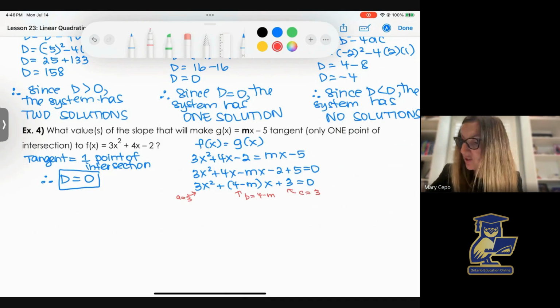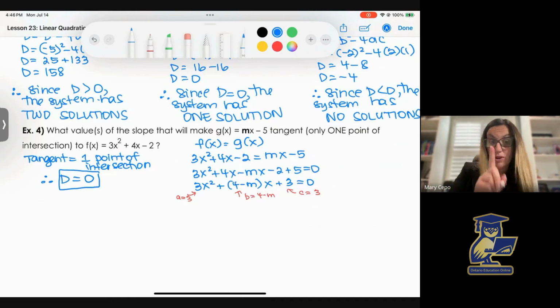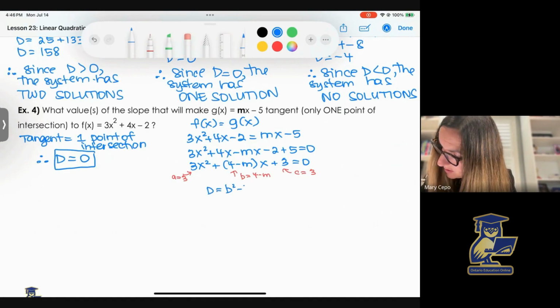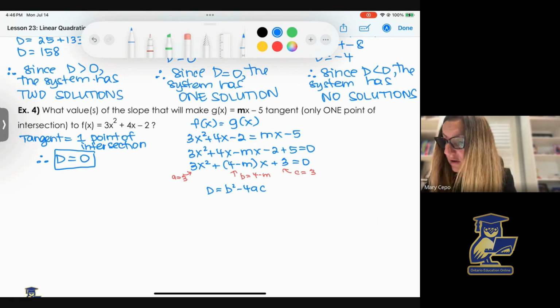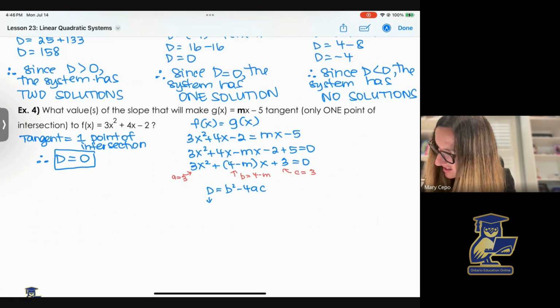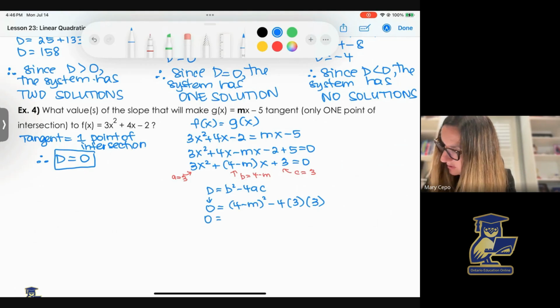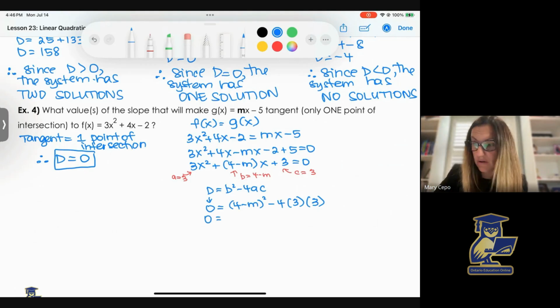Now, we already mentioned because it's a tangent, that means there's only one solution. That means the discriminant has to equal 0. So D equals b squared minus 4ac. We know that D has to equal 0. So we're going to say 0 is equal to b, which is 4 minus m, all squared, minus 4 times a times c. So 0 is going to equal, now remember that's a binomial square. So we're going to remember to expand that.